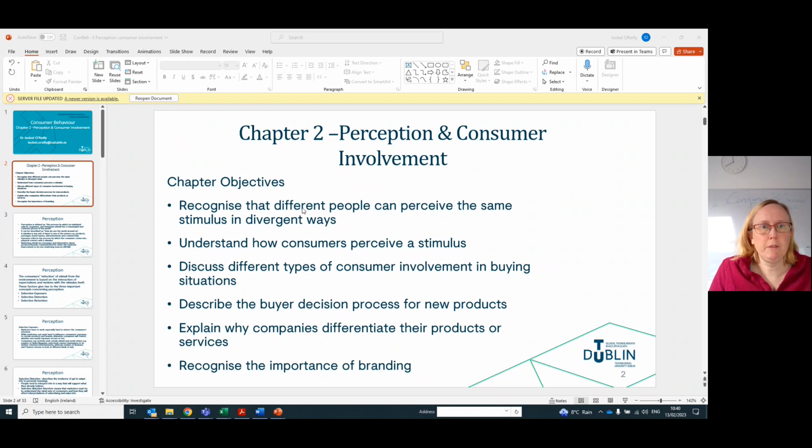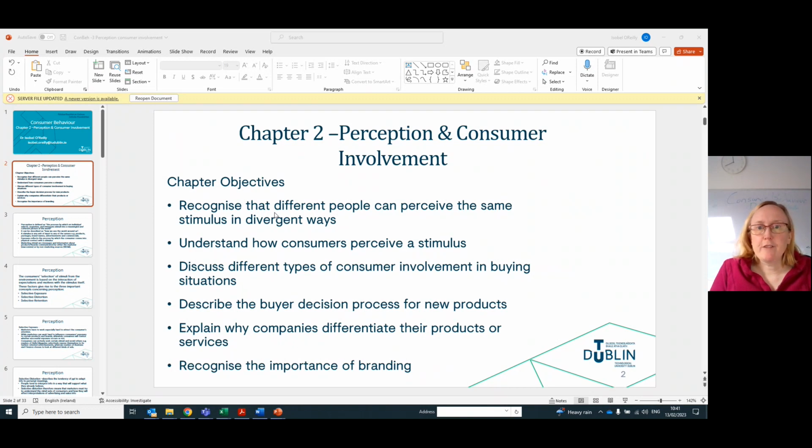So for this chapter, it's chapter 2 in the book. We're going to recognize that different people can perceive the same stimulus in different ways, understand how consumers perceive a stimulus. So our ad could be a stimulus, for example, and we'll understand the terminology that we're going to be going through. Again, this whole module is delving into the realm of psychology, and may have overlaps with your psych module and so on.